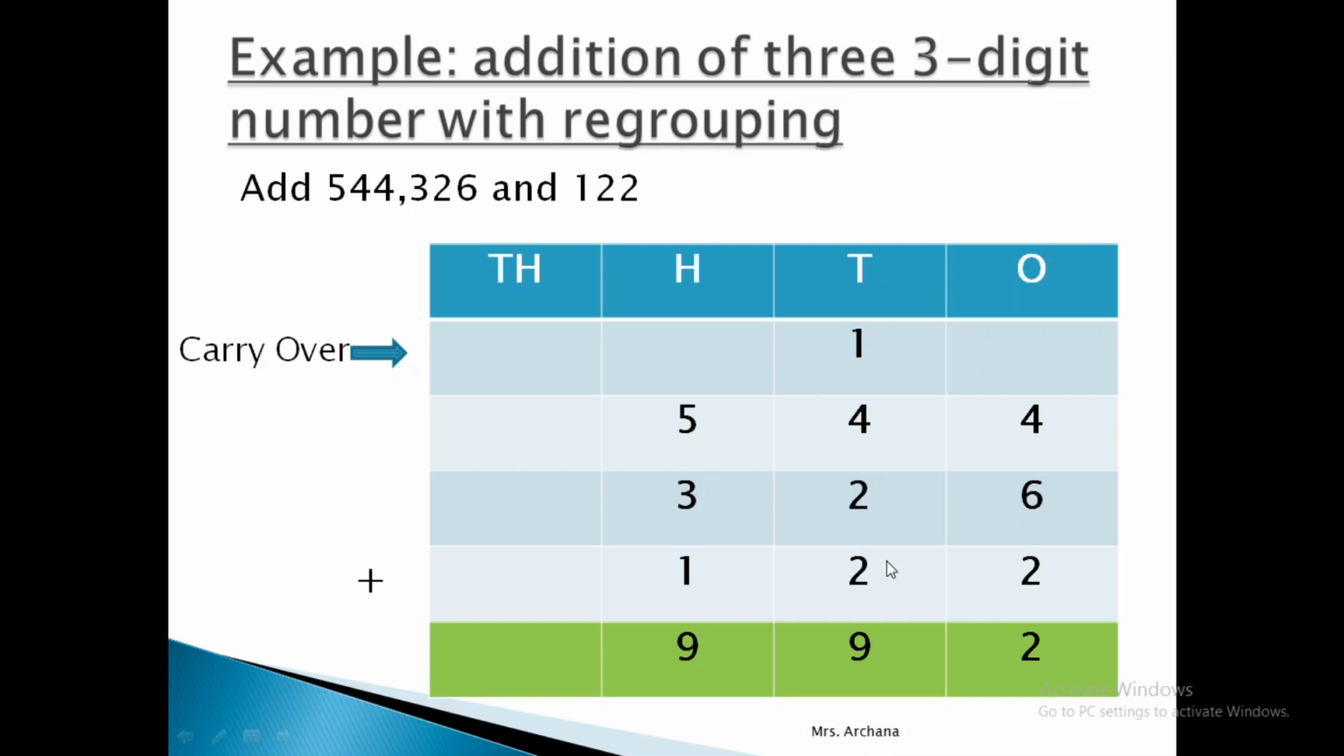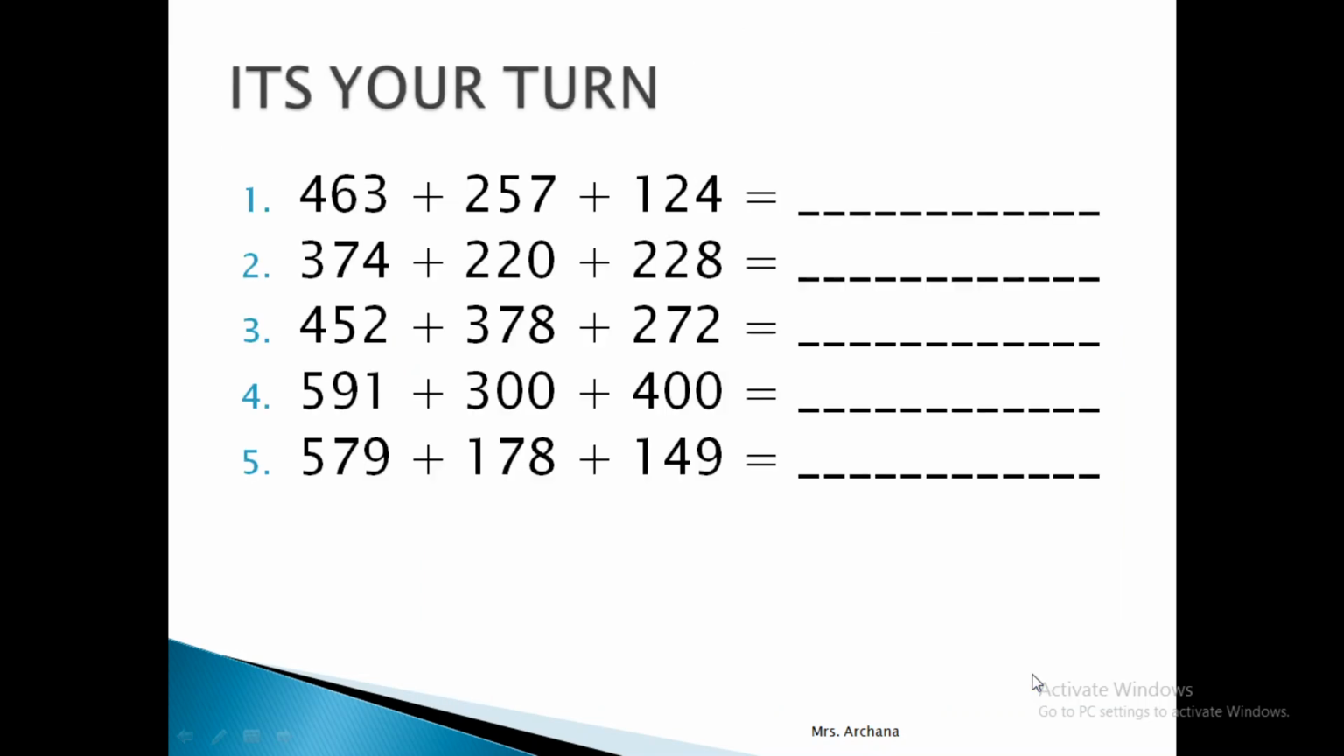Then again you regroup it. Regroup is you have to add all the 4 numbers, that is 4 plus 1, 5, 6, 7, 8, 9. So 9 place here, as it is a single digit you have to place here. So here you will not get any carryover. Now add 5 plus 3 is 8 plus 1 is 9. So here also no carryover, and this is the result. Now it's your turn.